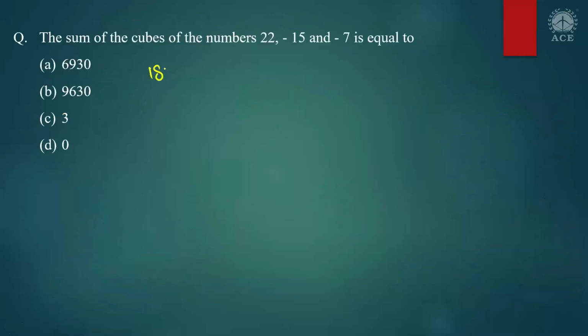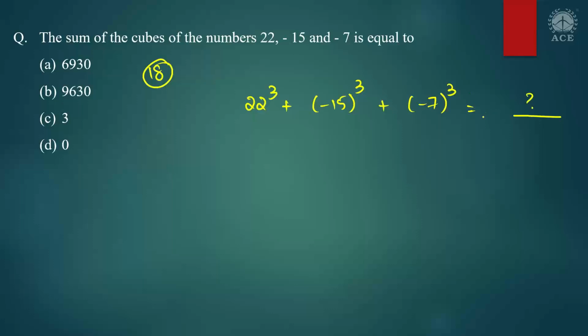Yeah, this is related to cubes. The sum of the cubes of the numbers is equal to what? 22 cube minus 15 cube and minus 7 cube. What is the value, that is the question actually. Cubes, not cube root. It's basic cubes. So if you know 11 cube, you can go ahead with 22 cube.